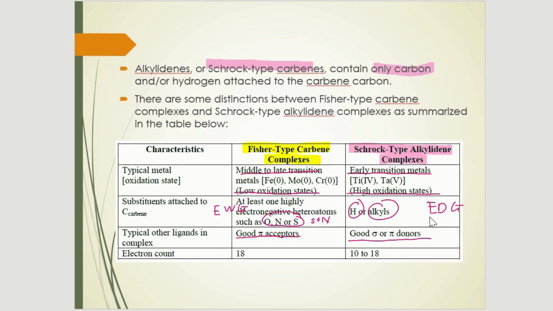Okay, so of course, if they have the capability to be good sigma or pi donors, they have to obtain the properties of an electron donating group. And the last one is the electron count: for Fischer type carbene, they usually prefer the electron count of 18, and for the Schrock type alkylidene it is 10 to 18 electrons.